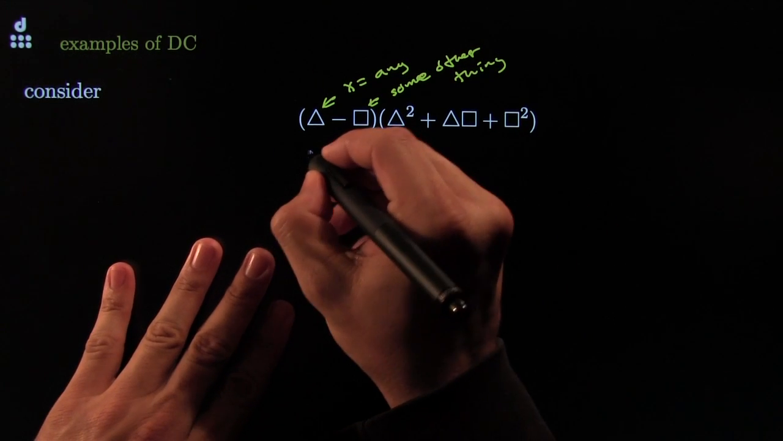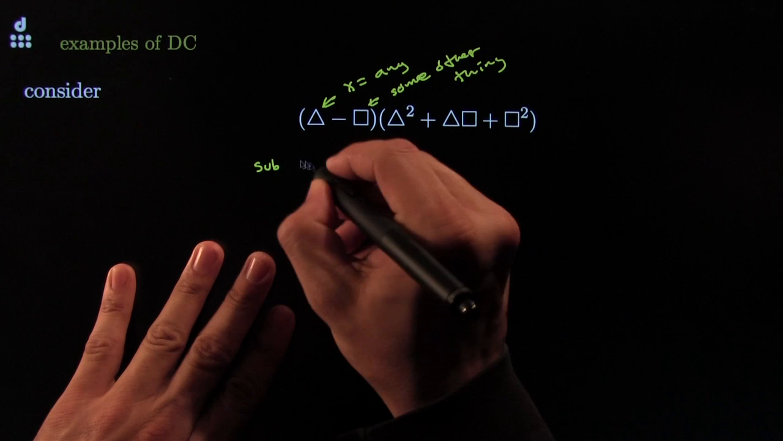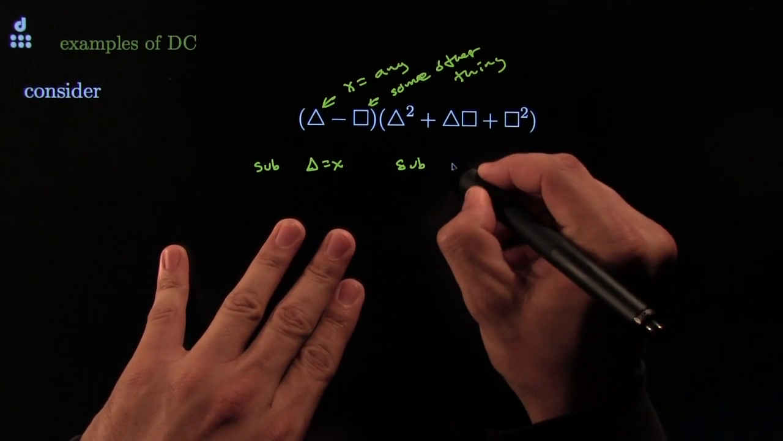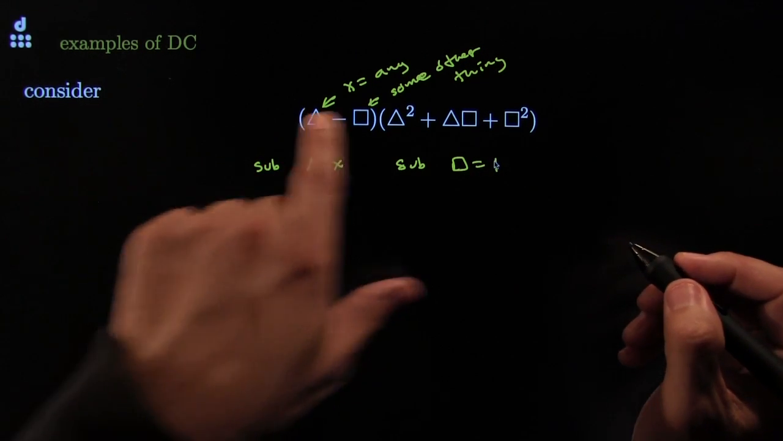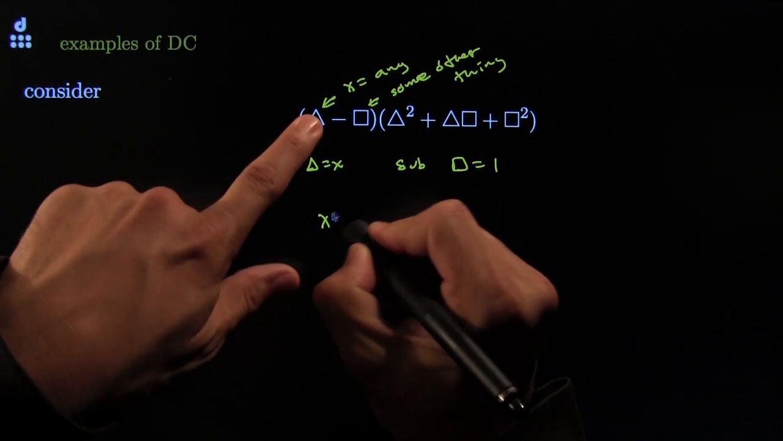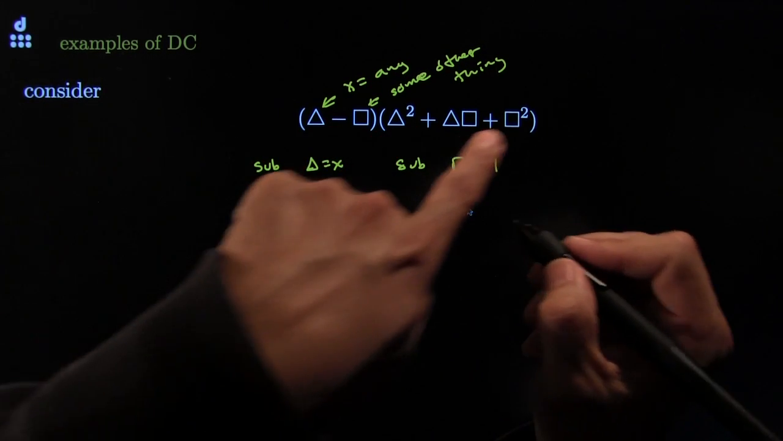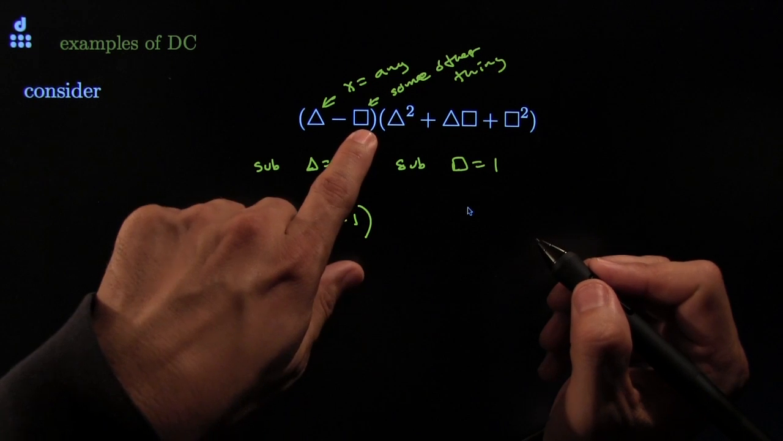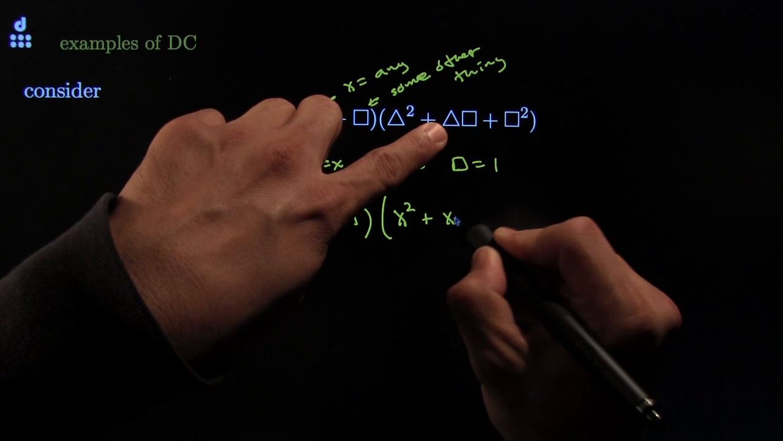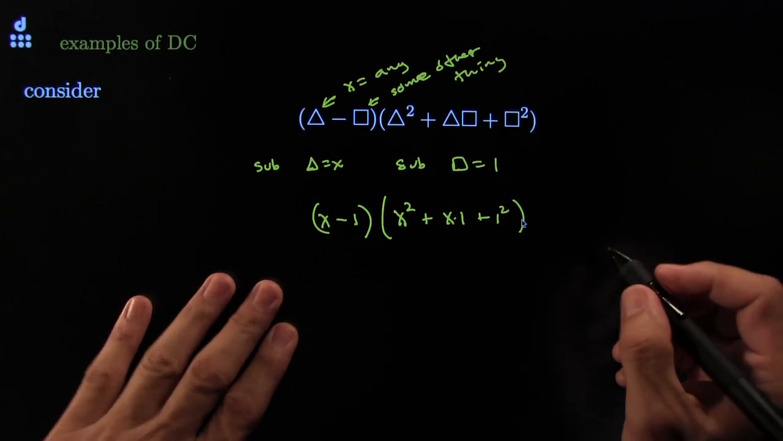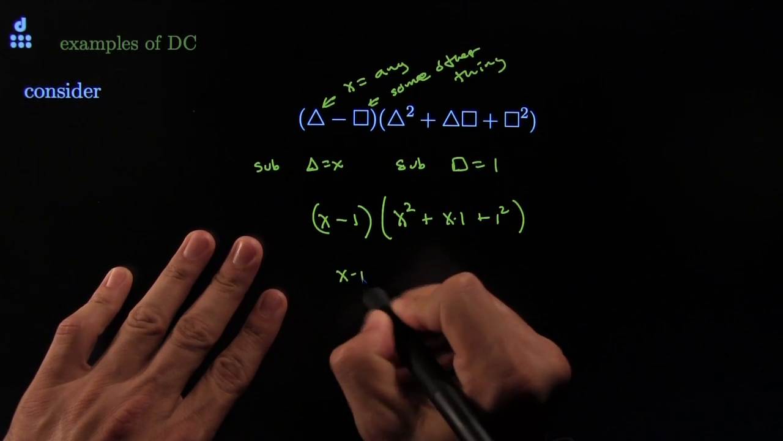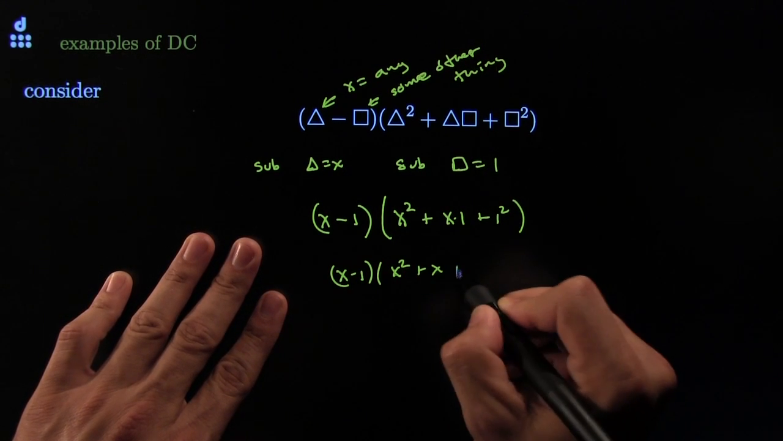In particular, what would happen if I substitute triangle is equal to x, and square is equal to 1? If it's true for everything, it's certainly true in this case. So if I substitute that, everywhere I see a triangle I substitute an x, and everywhere I see a square I substitute a 1. So this will be x minus 1 times x squared plus x times 1 plus 1 squared. This is a certain case of the difference of cubes. But wait, this becomes x minus 1 times x squared plus x plus 1.